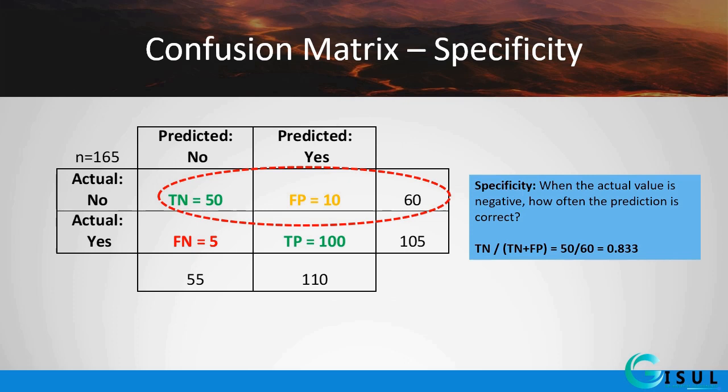Specificity is calculated by dividing the true negatives by the total of the top row, or 50 divided by 60. This time the top row is all that is relevant.